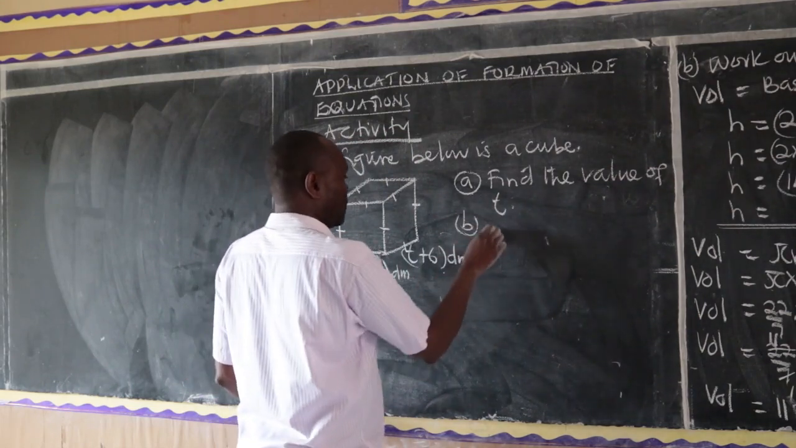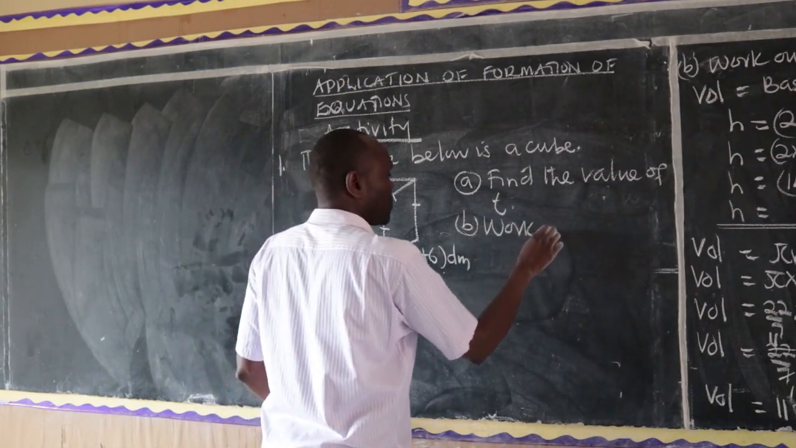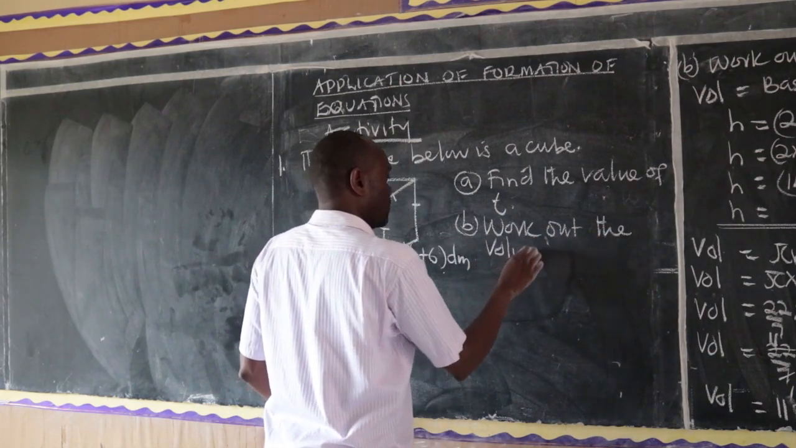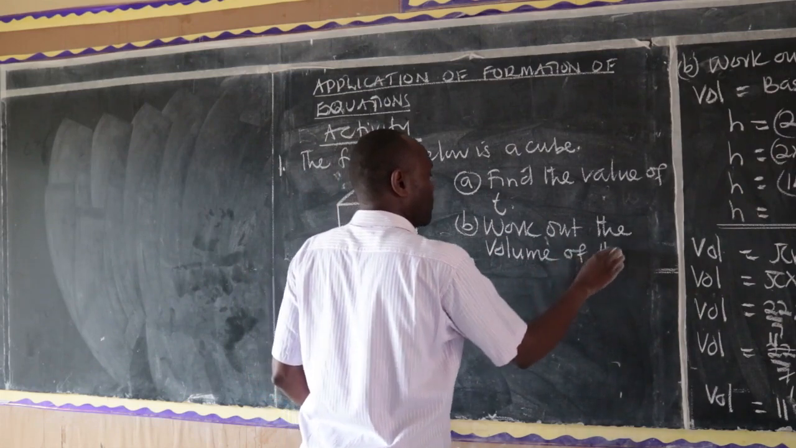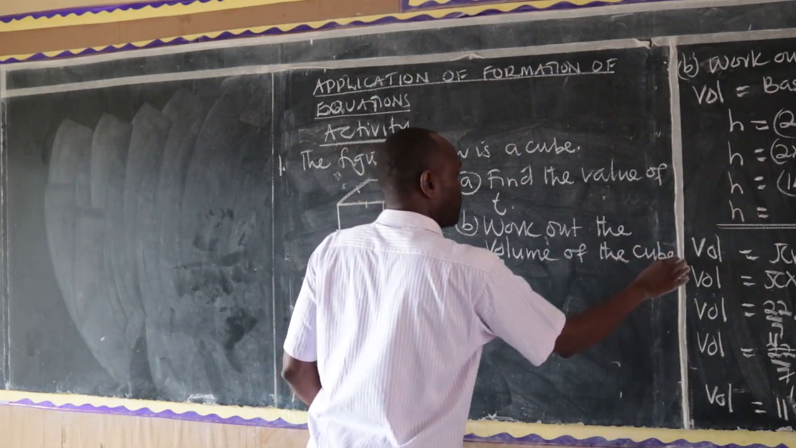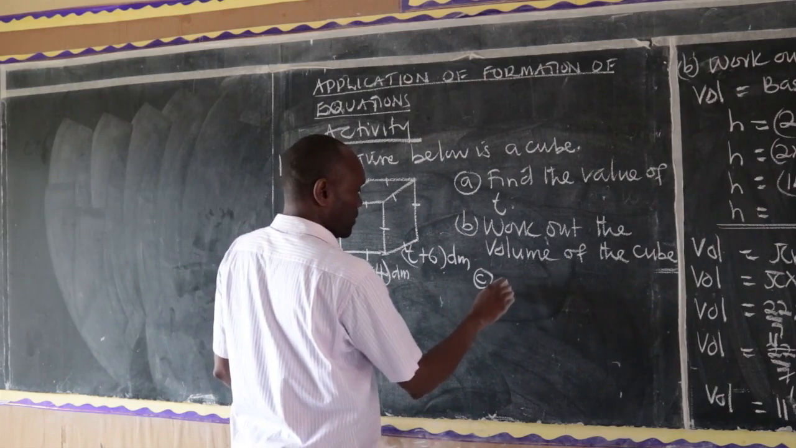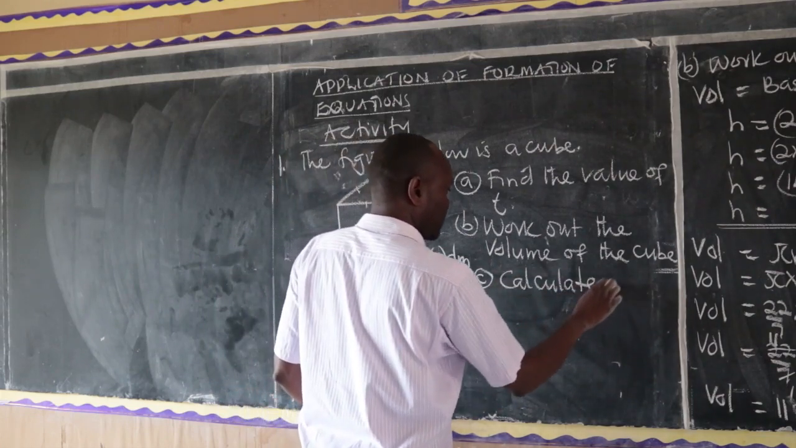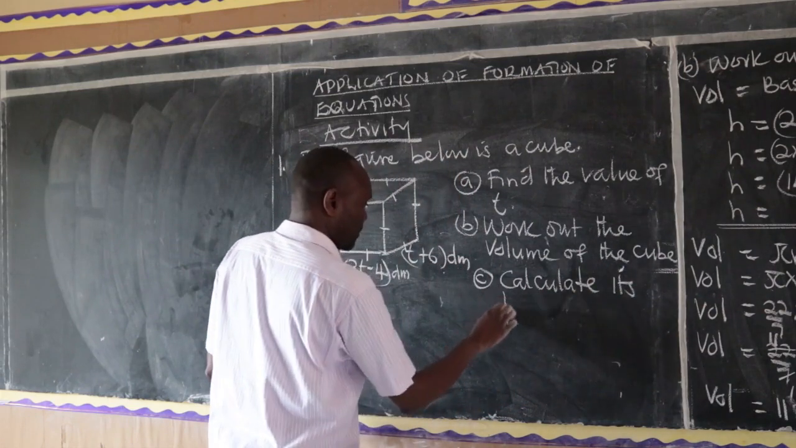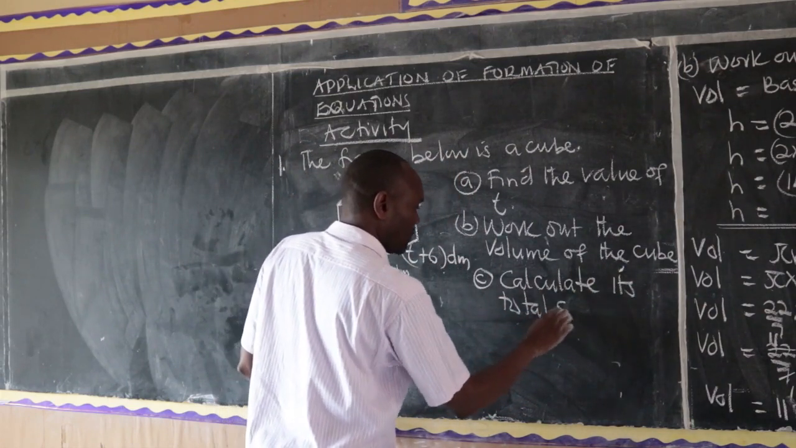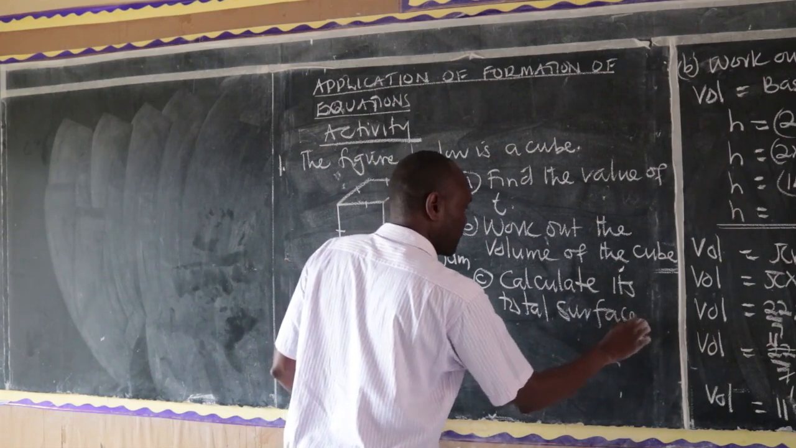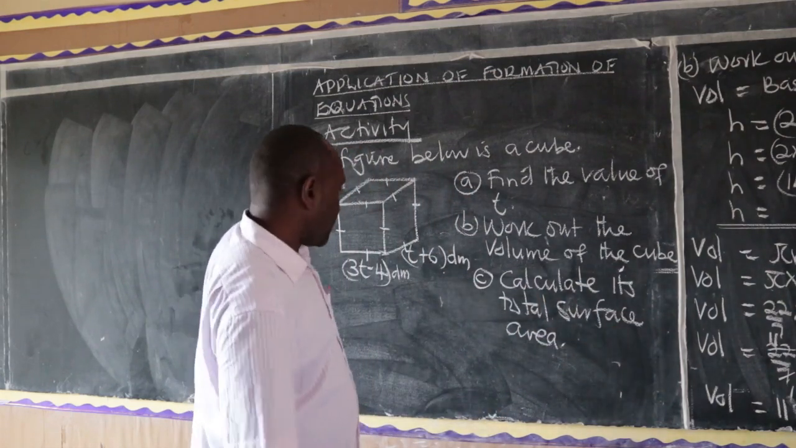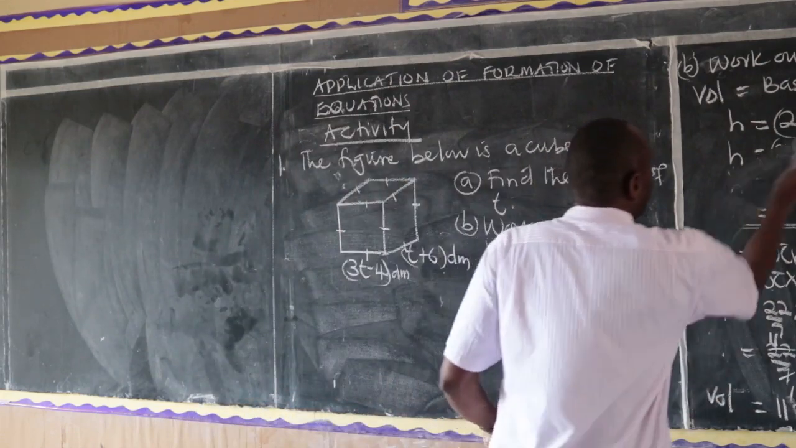Question B, work out the volume of the cube. Question C, calculate its total surface area. Then I can give you question two.